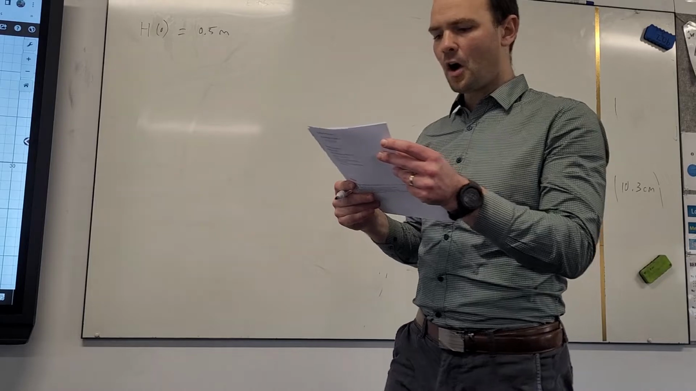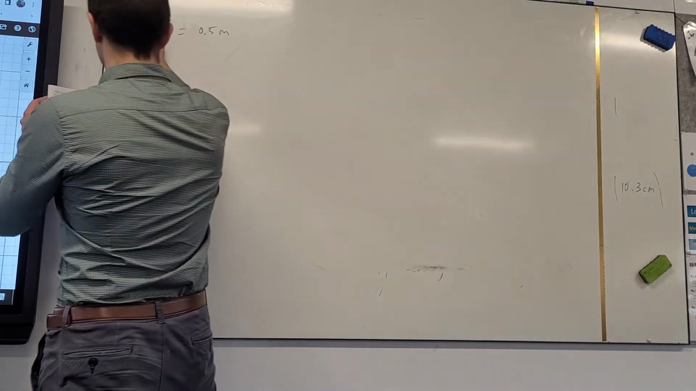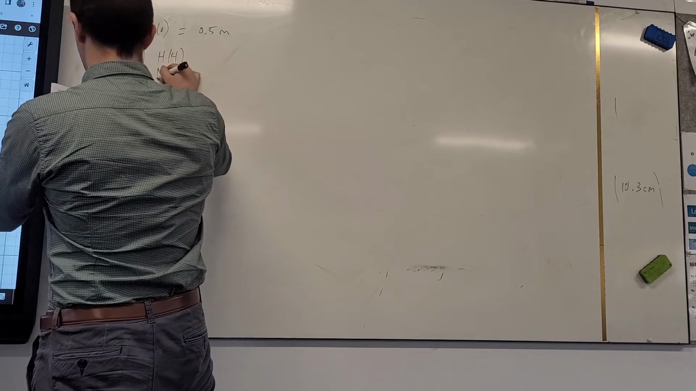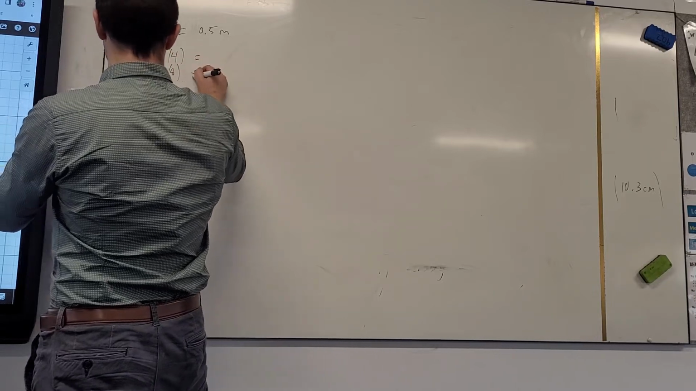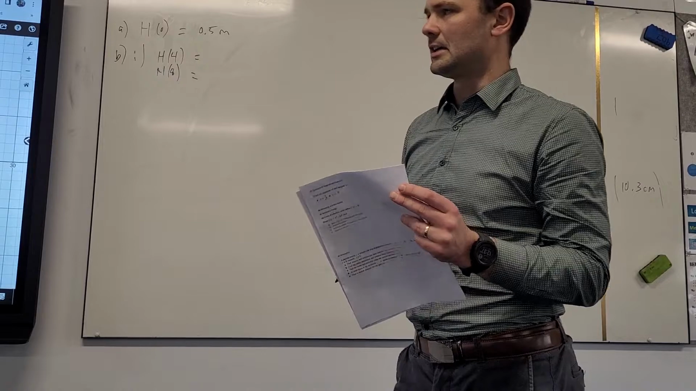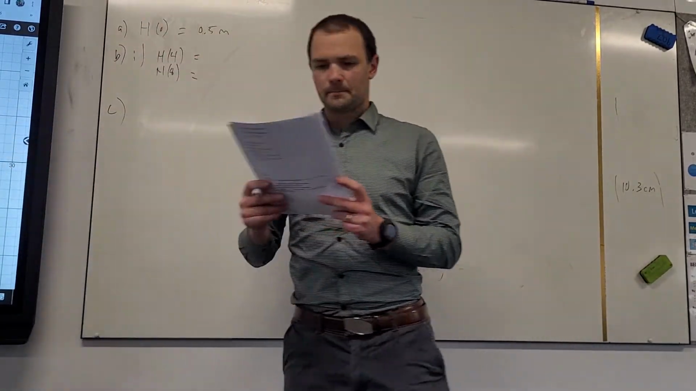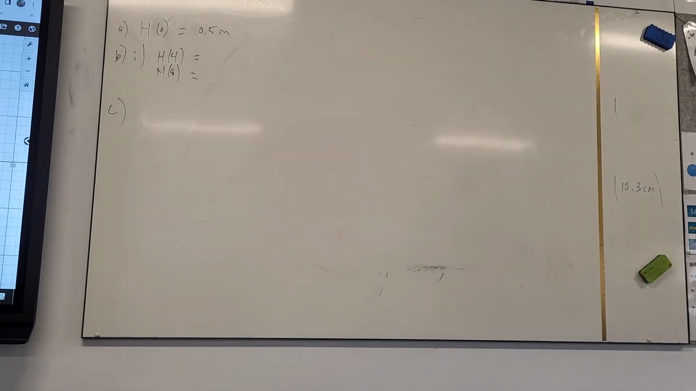All right, find the height of the tree after 4 years. So that's part A, part B. That would be finding h of 4, h of 8, h of 12, etc. All you're doing is finding the corresponding h values. Easy peasy cheesy. C, find the rate at which the tree is growing.